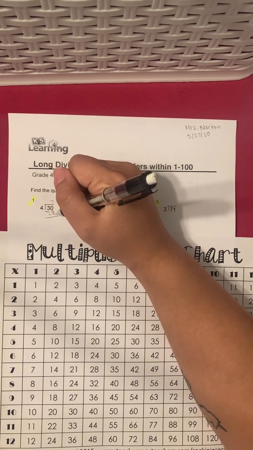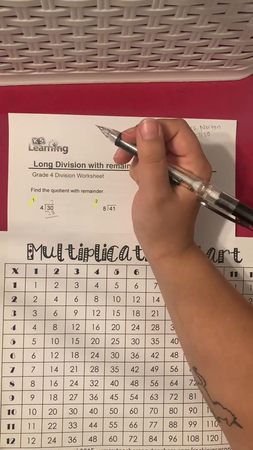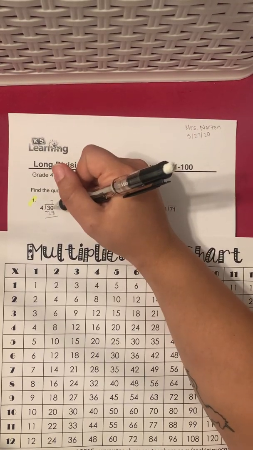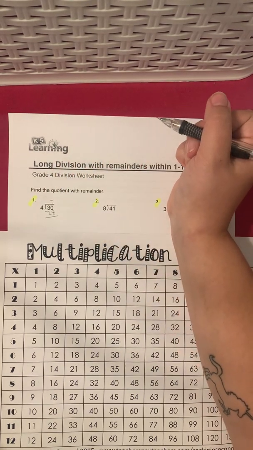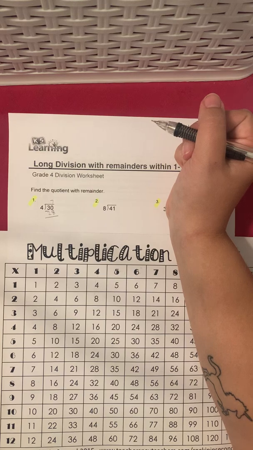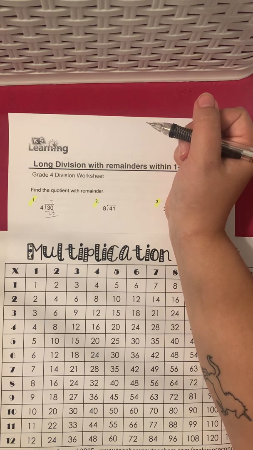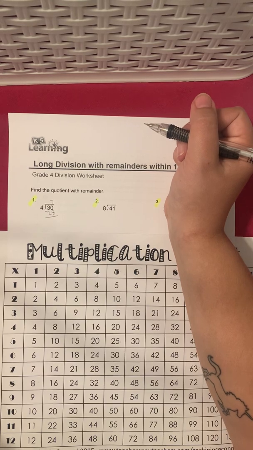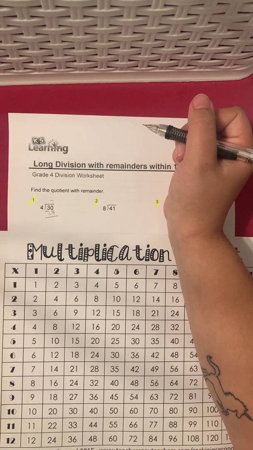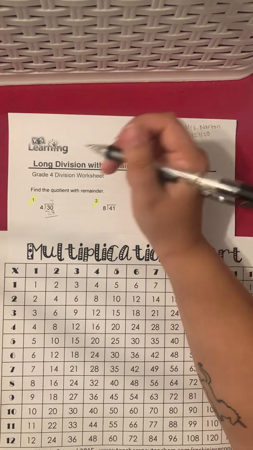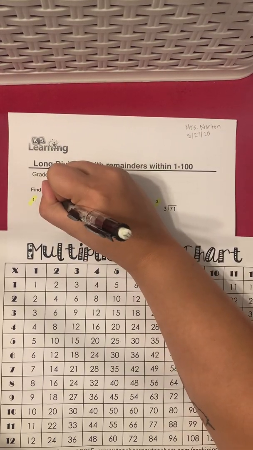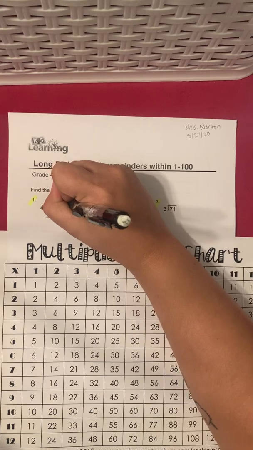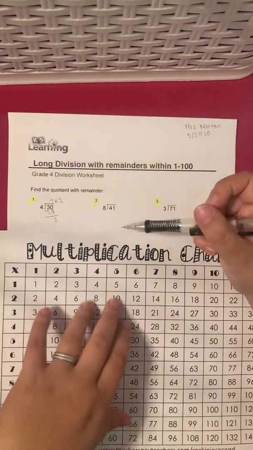So now we need to subtract to get our remainder. So I want you to subtract 30 minus 28. If you said that's 2, you're right. So we have 7 with a remainder of 2. Very good. Let's try the next one.